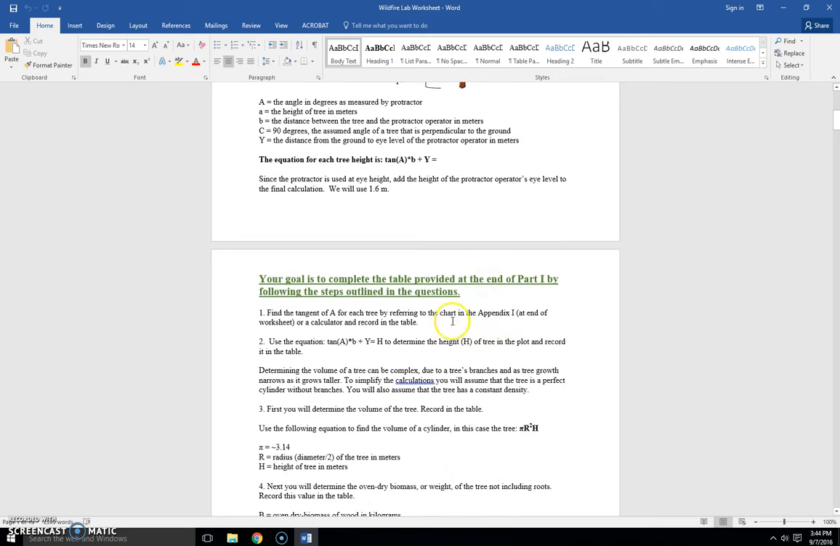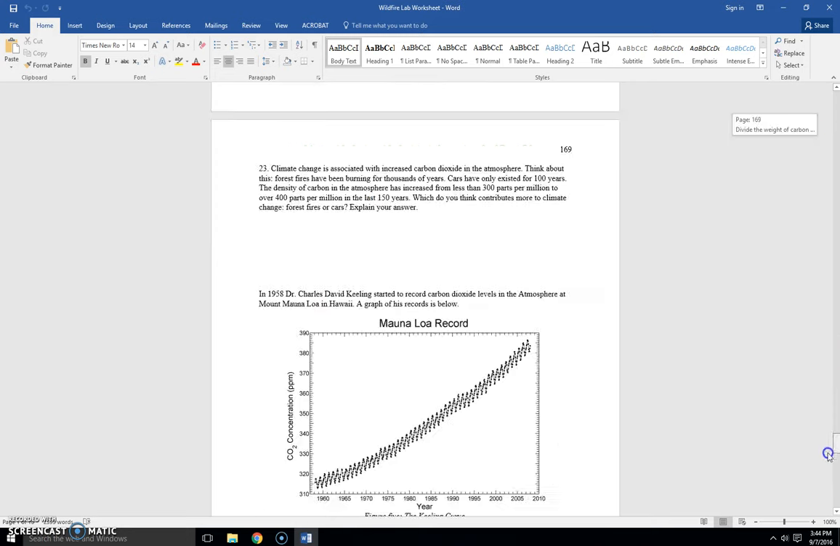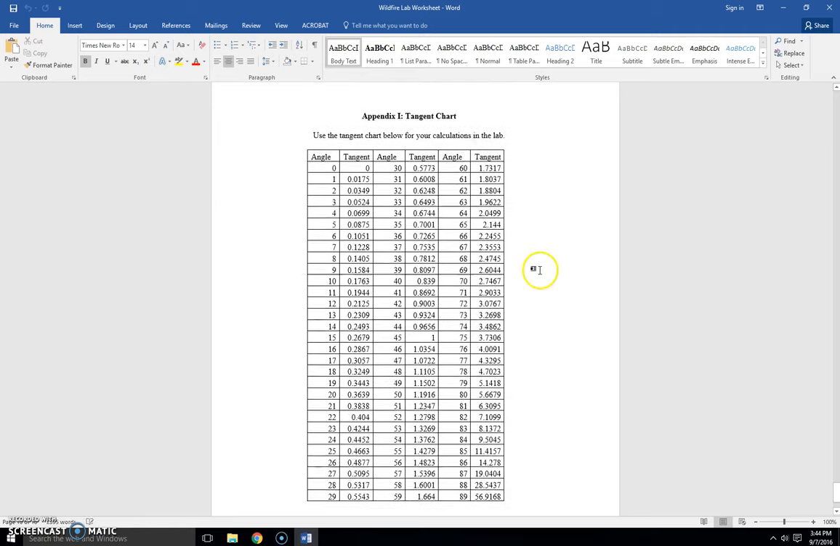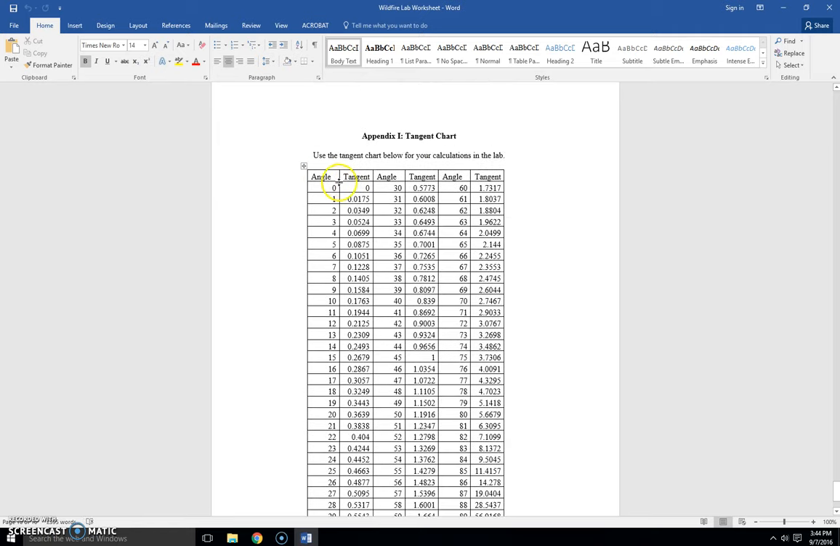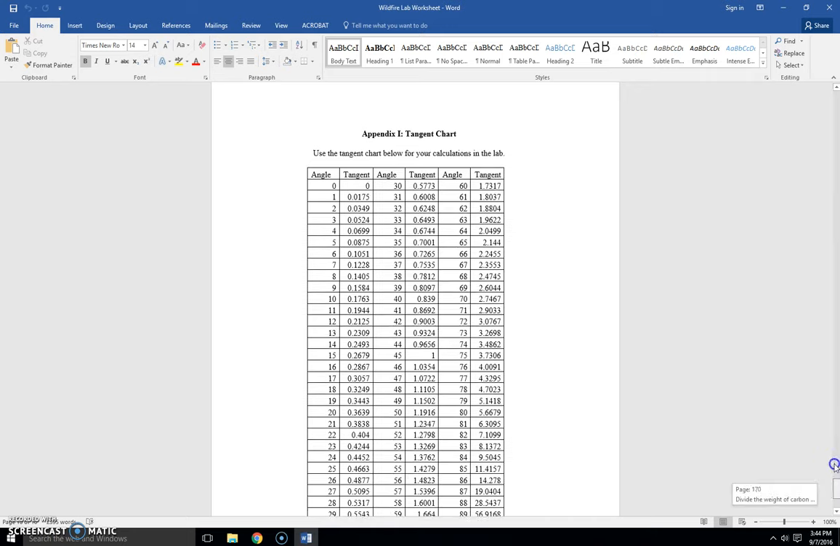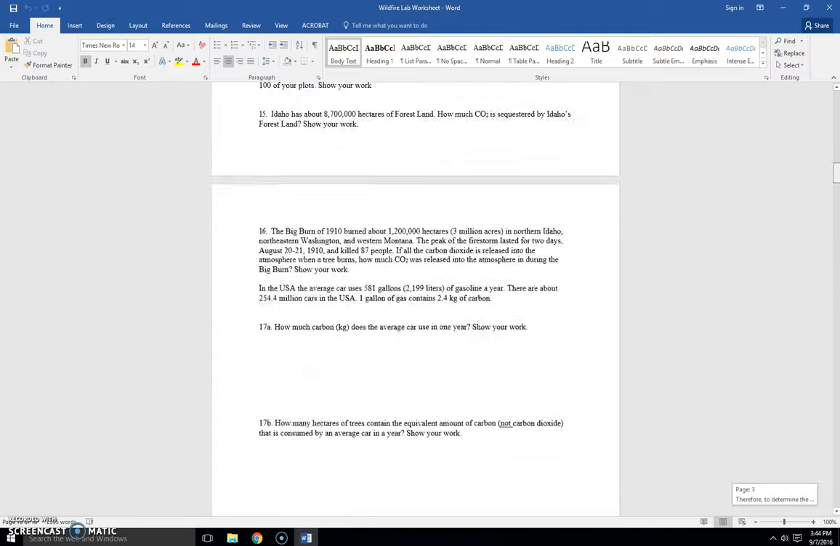And so using that equation, you get height. If you're unable to do tangent angle A on a calculator, you can use the appendix at the end of the lab to get tangent A. I'll show you real quick. Yep, down here at the end. So here's the angle, and there's the tangent. Okay. Back up here.